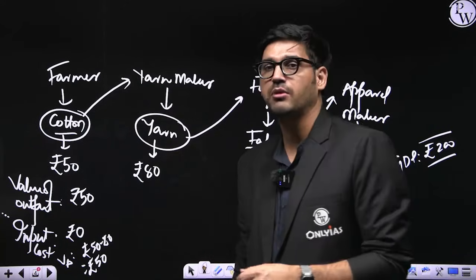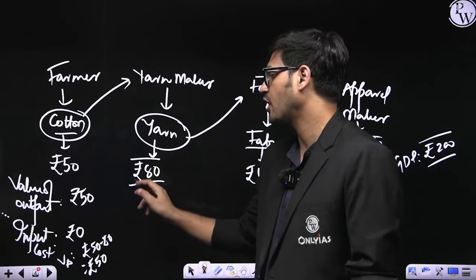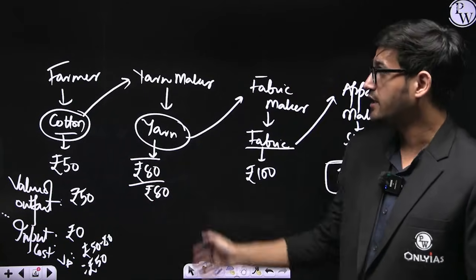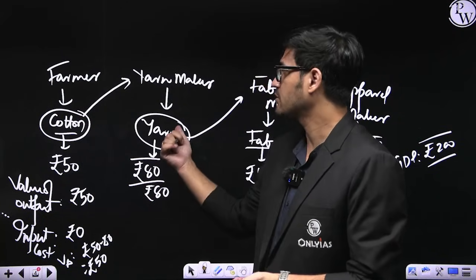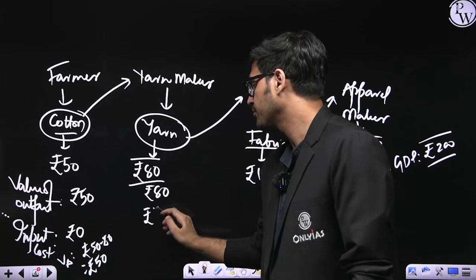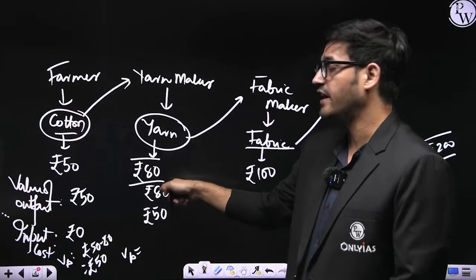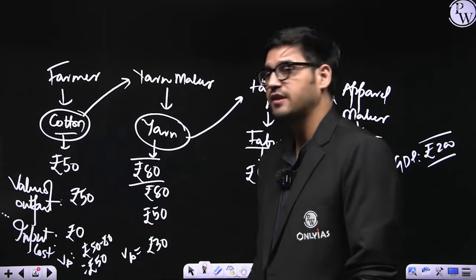You go to the yarn maker, you also ask him the same two questions. Firstly, you ask him, what is the value of your output? He is going to tell you, the value of my output was 80 rupees. Then you ask him the next question, which is, what was your input cost? And he is going to mention that, yes, I had bought cotton from a farmer for rupees 50. That means the value added at his step is going to be the value of his output minus the input cost. This is going to be 30 rupees.